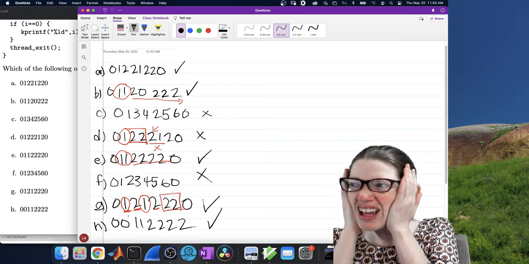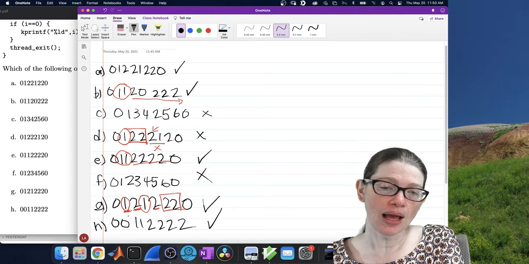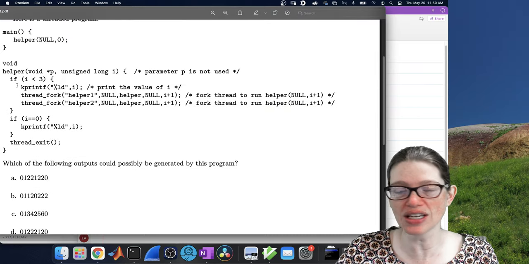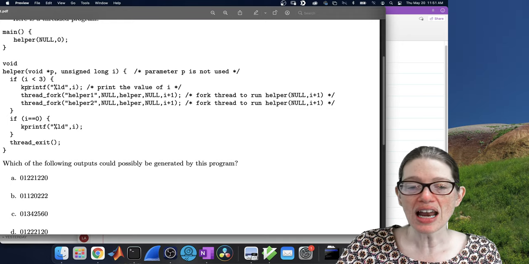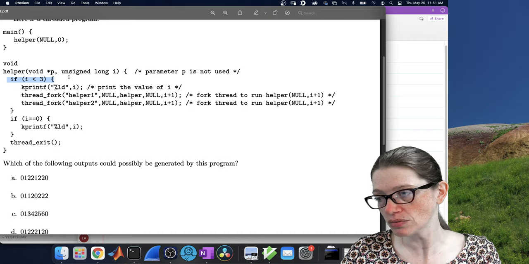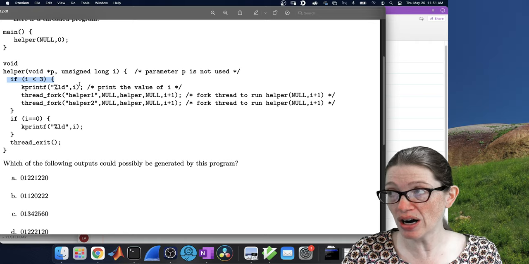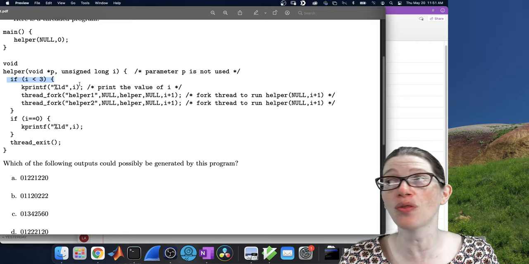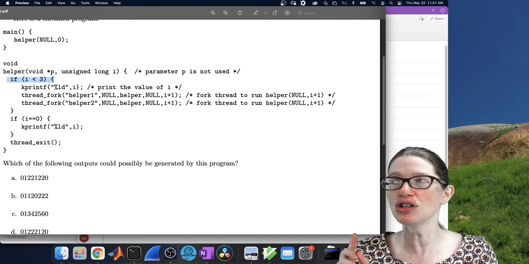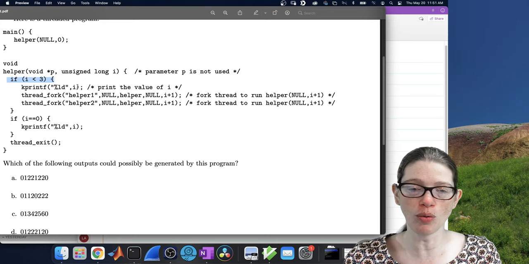Now you might be sitting here like, man, how do you think about this? Well, it's a bit tricky. Some of the tricks that you need to do to solve a problem like this are look at the code and ask yourself, what's the stopping condition? And in this case, here's the stopping condition right here. And that is when i is less than 3, we fork. But if i is greater than or equal to 3, we don't fork. So there's your stopping condition right there. That's one of the things that you should look for in trying to figure out what would be considered valid and invalid output from the function.